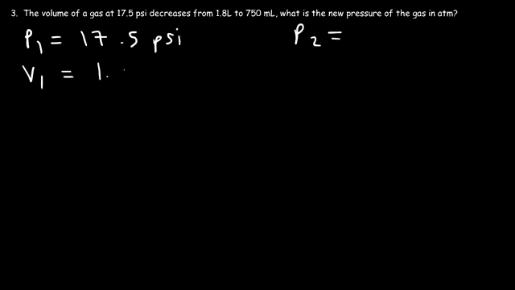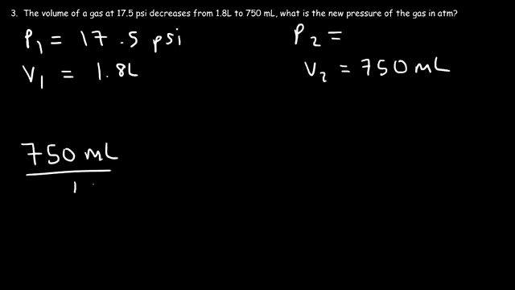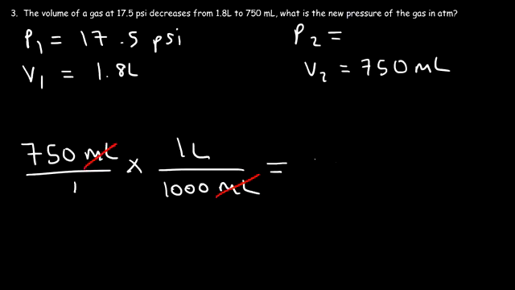V1 is 1.8 liters, but V2 is in milliliters. So we need to make sure that these two match. So I'm going to convert milliliters into liters. Now the conversion factor is that 1,000 milliliters is equal to 1 liter. So we just have to divide it by 1,000. 750 divided by 1,000 is 0.75. So V2 is 0.75 liters.